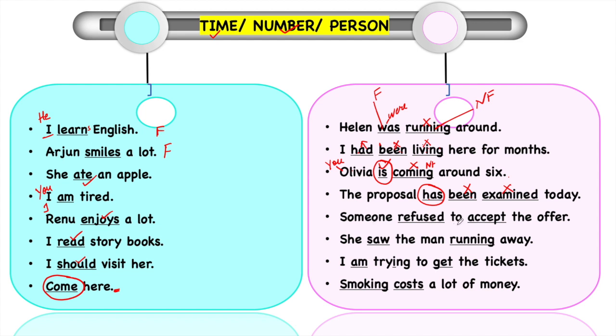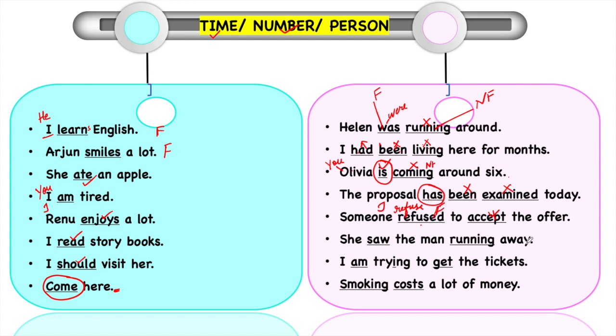Someone refused to accept the offer. Let us write here, I refuse to accept the offer. We are changing the time, so it will be refuse here. If you are changing the tense, I refuse to accept the offer. No change in accept. Therefore, this is non-finite and refused is a finite verb.